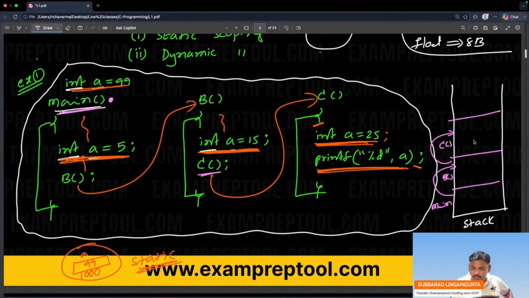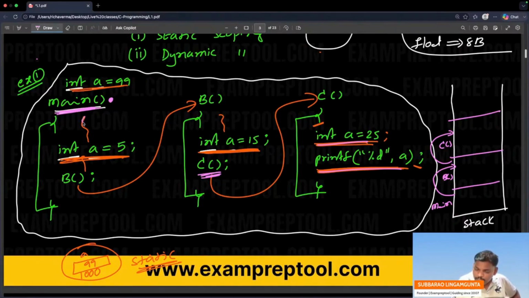Now listen, main called, main will be pushed. Main is called means main will be pushed inside the stack, but inside main, B is called, so B will be pushed. Inside B, C is called, C will be pushed. But remember, inside C, you are not calling any function, so nothing more is pushed. That's okay. Some people are asking, main called means main will push, I'm happy.